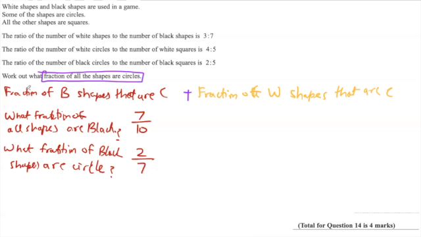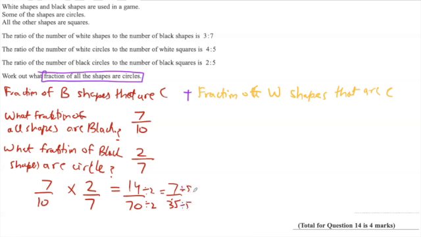Now to find the fraction of black shapes that are circles, we need to multiply these two fractions together, because of all the shapes that are black, the fraction of black shapes that are circles is going to be the product of the two fractions. So 7/10 times 2/7, which is 14/70. Now, if you divide them both by 2, we get 7/35. And if we divide them both by 5, we get 1/5.